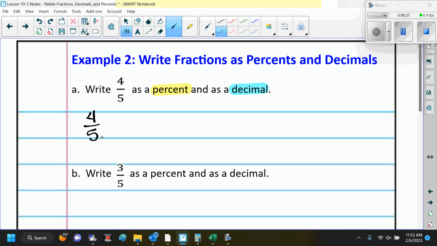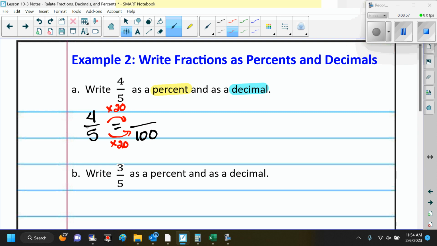Percent means what? Per 100. Very good. So that means we want to have 100 in the denominator. Is everybody with me? So how do I get from 5 to 100? 20. Very good. Multiply times 20. And if I multiply by 20 in the bottom, very good, multiply by 20 in the numerator.